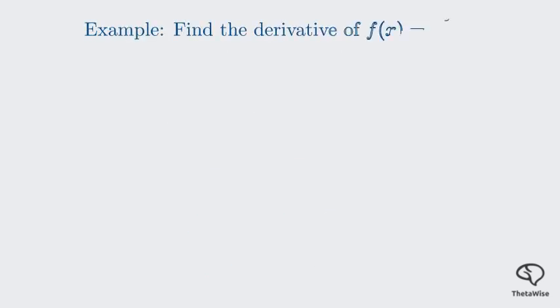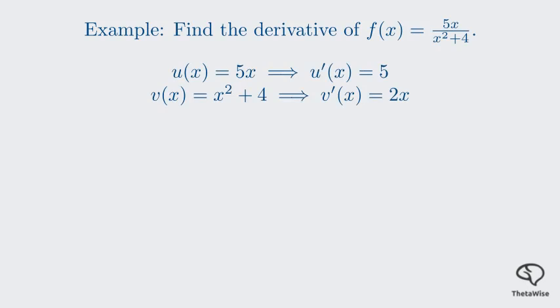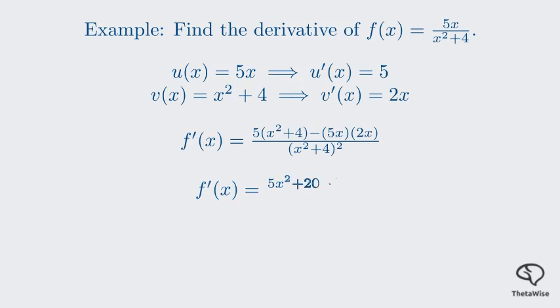Let's try one more example to solidify the process. Find the derivative of f of x equals 5x over x squared plus 4. Here, u is 5x, so u prime is 5. And v is x squared plus 4, so v prime is 2x. Applying the rule, we get 5 times the quantity x squared plus 4 minus 5x times 2x, all over the quantity x squared plus 4 squared. Simplifying the numerator, we get 5x squared plus 20 minus 10x squared, which is negative 5x squared plus 20.